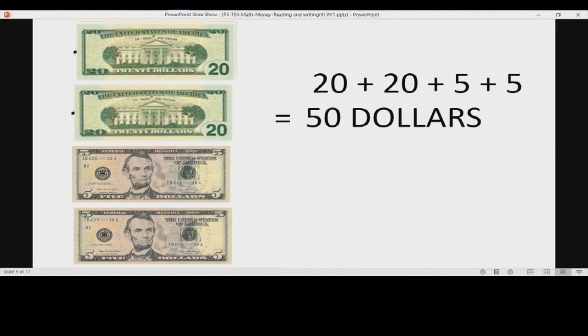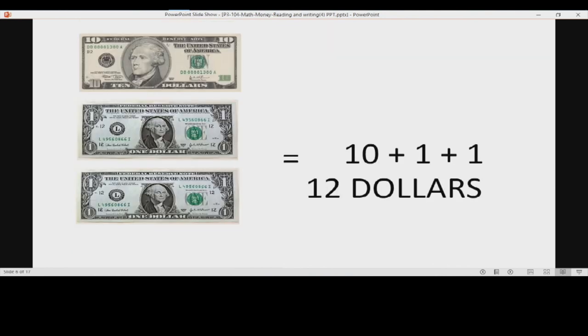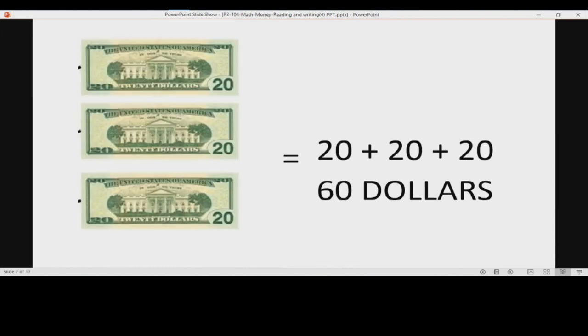And then if we have 4 banknotes, how much are they all worth? 20 plus 20 plus 5 plus 5 equals $50. And how many dollars do you see now? Three bills. But what are they worth in total? If we add them, $12. 10 plus 1 plus 1 equals $12. How many dollars can you see now? $60. What is each dollar bill worth? 20. 3 times 20, $60.